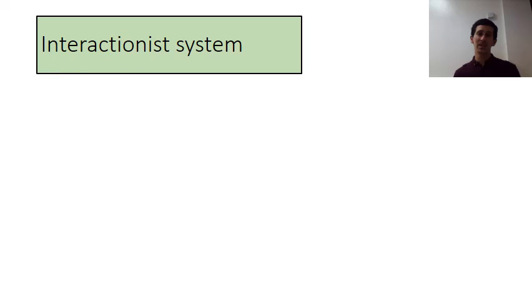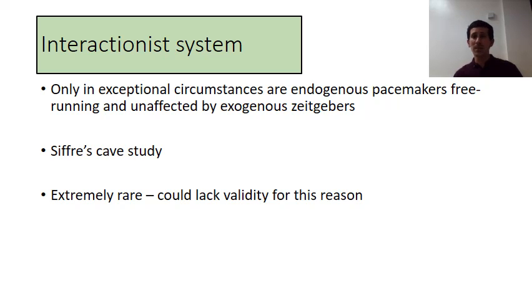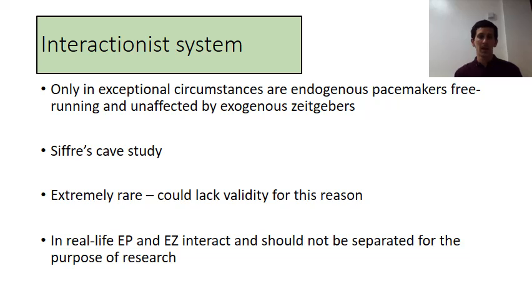So one really important thing to remember is that this is an interactionist system. It is only in very exceptional circumstances that our endogenous pacemakers are going to be free running and not affected by any exogenous zeitgebers. So Siffre's case study, for example, it's an extremely rare actual scenario, and the whole study could really lack validity for that reason. It's very rare that we're going to be in a dark place for 2 months without any exposure to exogenous zeitgebers such as light. And in real life, the endogenous pacemakers and the exogenous zeitgebers do interact, and they should not be separated simply for the purpose of research.